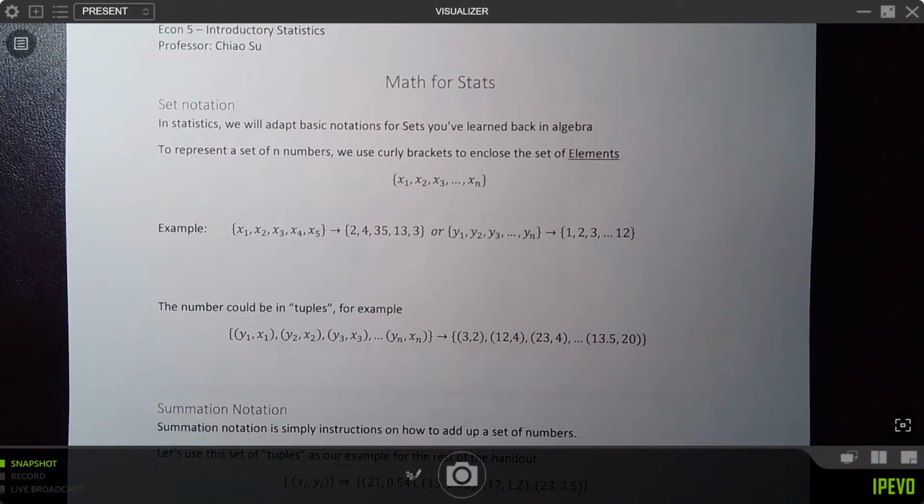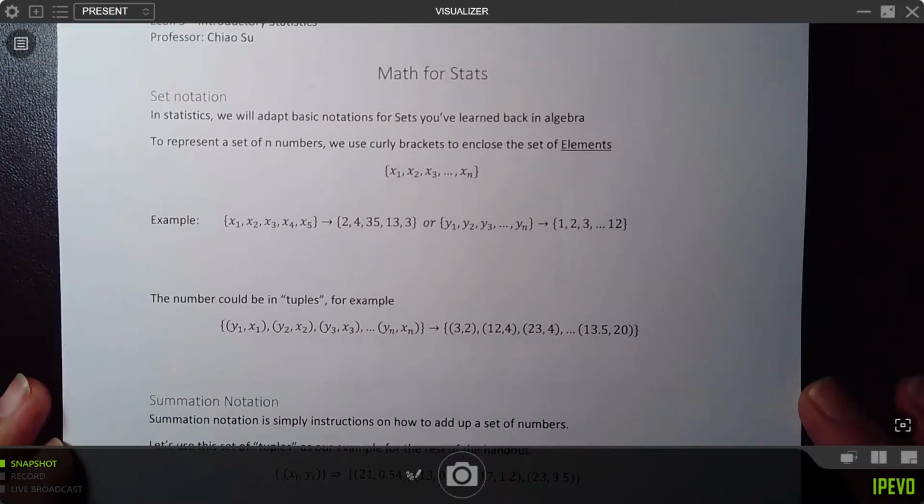All right. Now, I want this section to be more of a preview than a review. These are mathematical concepts that you should have learned back in Algebra 2. Most of us have forgotten everything we learned in Algebra 2 anyway. But math is a language. It's a language of the sciences, particularly in statistics.